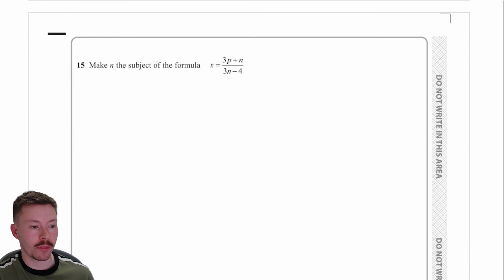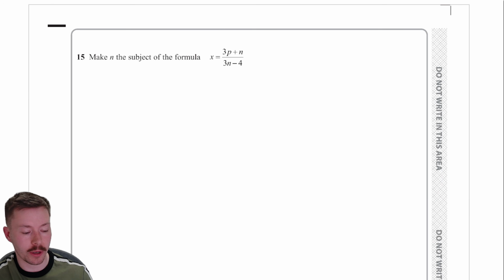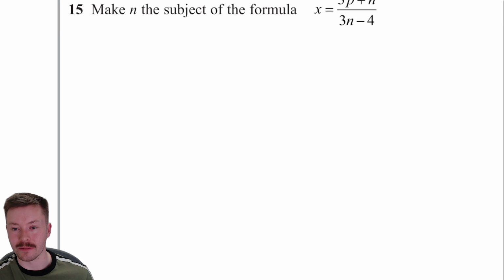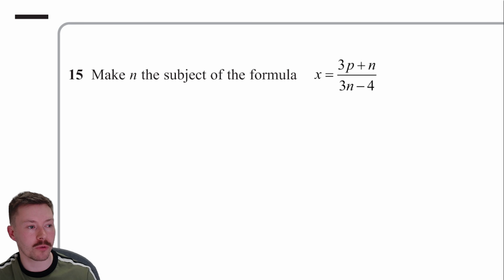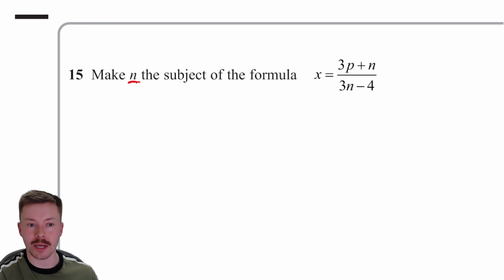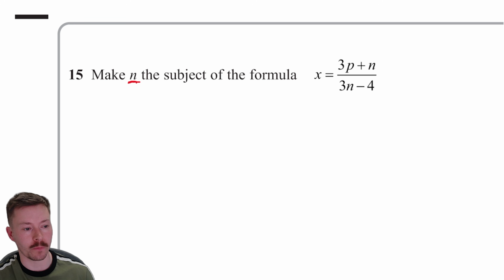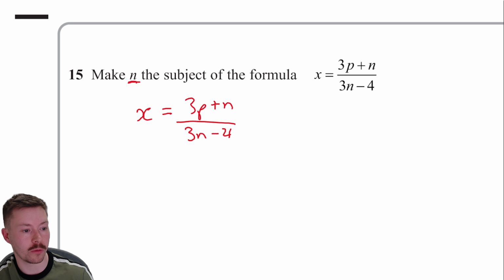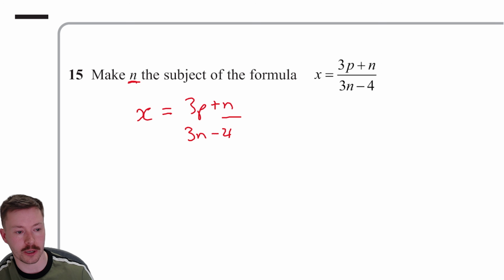Okay, moving on then to question 15. Quite a nice question, I think. Again, I'm going to zoom this one in because it's just easier to see. So we've got x is equal to 3p plus n over 3n minus 4, and we need to make n the subject, which means we need to have n equals at the end. So first thing I'm going to do is write the question out. X is equal to 3p plus n over 3n minus 4. I'm going to do the fraction line again because it's not a great fraction line.